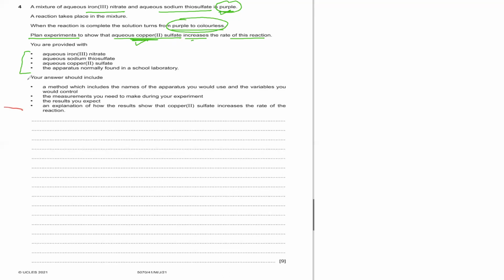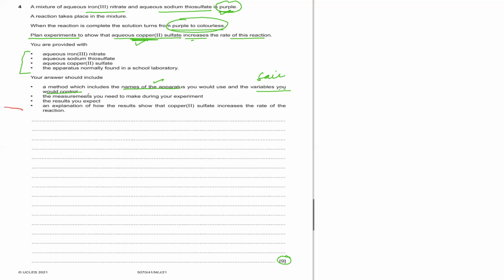Now, when you're formulating the 9-mark answer, what are you supposed to do? Number one, a method which includes the name of the apparatus. So you're supposed to write down the apparatus you would use and the variables you would like to control, because they want it to be a fair test. In order to have a fair test, you have to tell the examiner which variables are constants and which variable you'll change in order to check that the copper sulfate has an impact on the rate of reaction. These are the two things you have to mention in your planning.